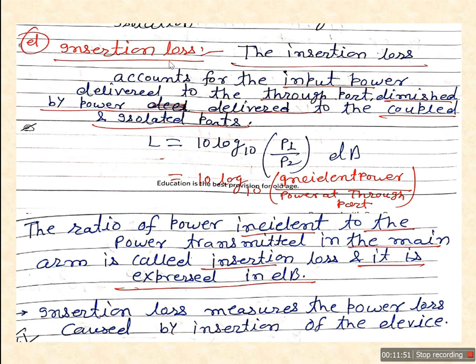Insertion loss totally depends upon the parameters of the primary waveguide, that is port 1 and port 2. Here the insertion loss is equal to 10 log 10 P1 upon P2, that is power at incident port upon power at through port.